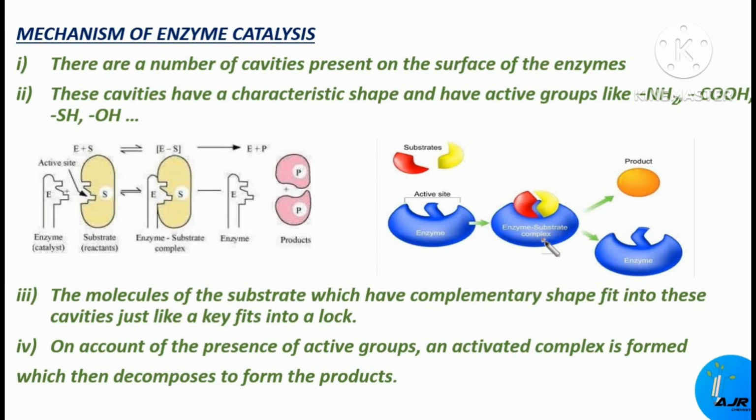Then what happens? Immediately the products will be going out, so that the surface of the enzyme molecule again becomes free. Now it becomes free to bind fresh substrate molecules. Understood? Thus, overall, the enzymes lower the energy of activation of a particular reaction by providing an alternate path with lower activation energy. Understood? So, this is the mechanism of enzyme catalysis.